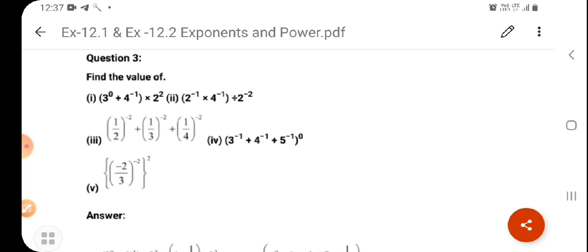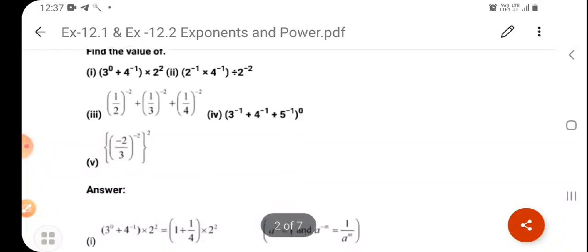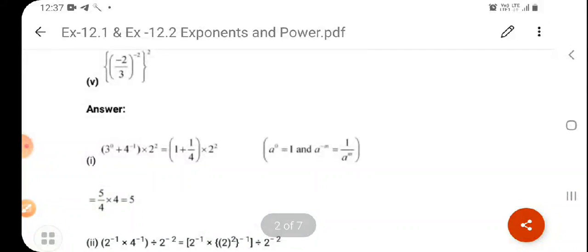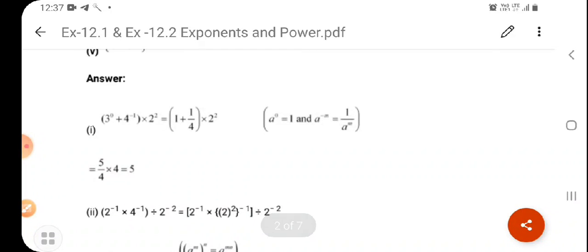Plus 4 to the power minus 1, 2 to the power 2. So 4 to the power minus 1 is written as 1 upon 4, and 3 to the power 0 is 1. So 1 plus 1 upon 4 into 2 to the power 2, which is equal to 5 upon 4 into 4, which is equal to 5.